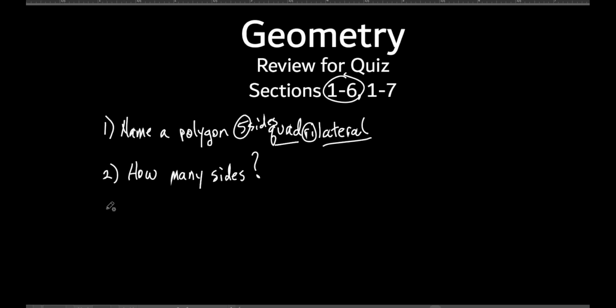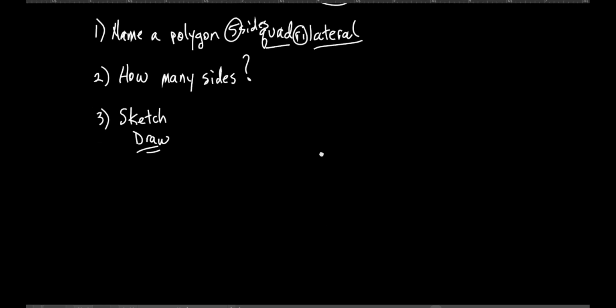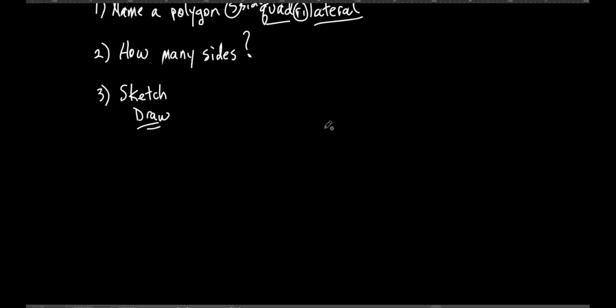Number 2, we'll do that. Number 3, I'm going to ask you to sketch a polygon, which means draw. If you don't know what sketch means, it means to draw a certain polygon. I'm going to give you the name of a polygon. And I don't know, give me a name. Just give me a random polygon.